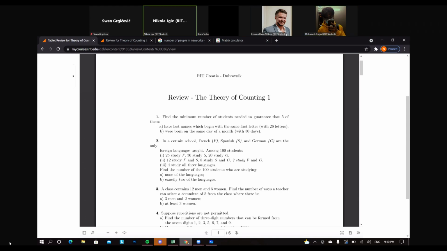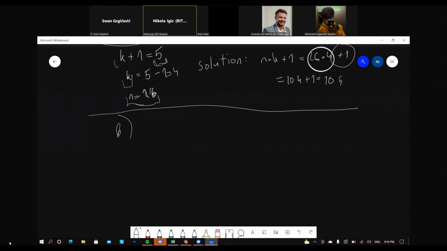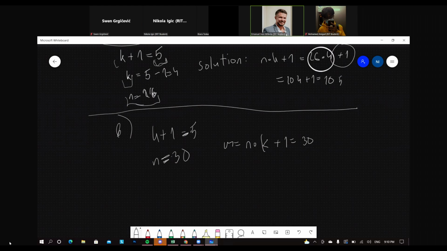Yes, it's the same formula again. K plus 1 is 5, like last time. N is 30. And the solution, or what the professor called M, was n times k plus 1, which equals 30 times 4 plus 1.